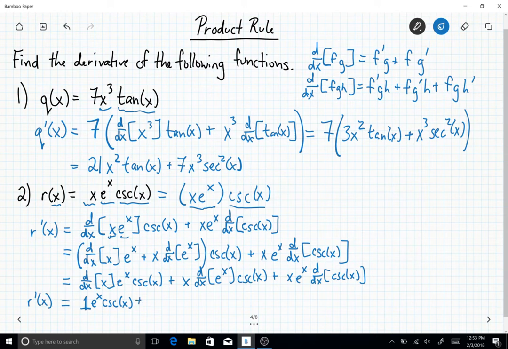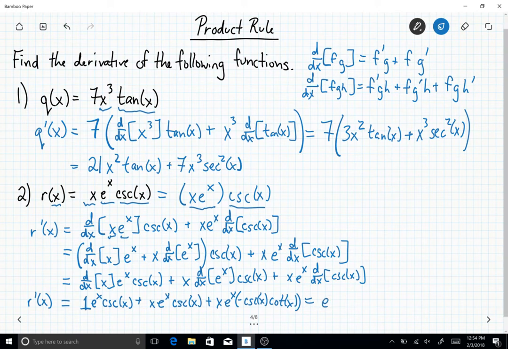Plus our second one, the derivative of e to the x is just e to the x, so you get x e to the x cosecant of x. And then last but certainly not least, you get x e to the x, and the derivative of cosecant of x is negative cosecant of x cotangent of x. That's one of our trig functions that we need to know soon enough, or if not, know sine and cosine, and I'll show you how to work with those a little bit later.